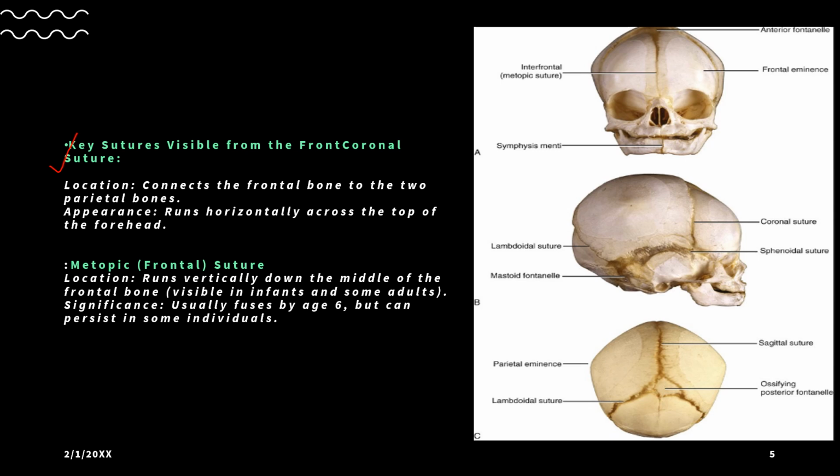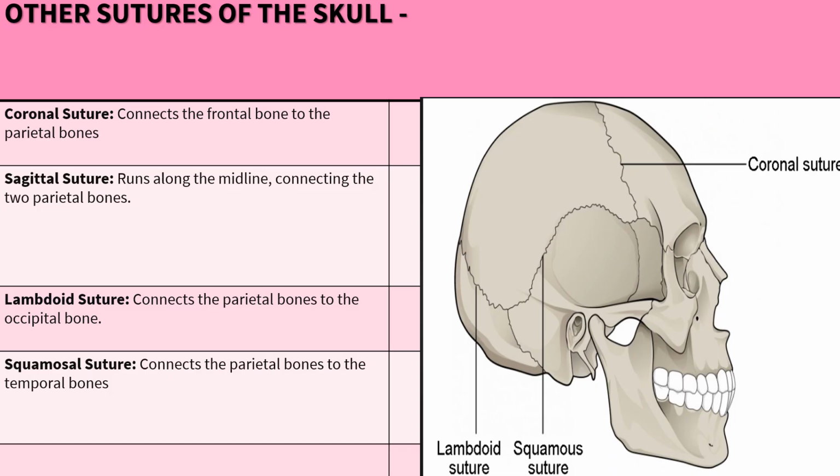Metopic suture is a very important aspect here. It runs vertically down the middle of the frontal bone. It is mostly visible in infants and often among some adults. If we talk about the significance of this suture, it usually fuses after the age of 6, but it can persist in some individuals.